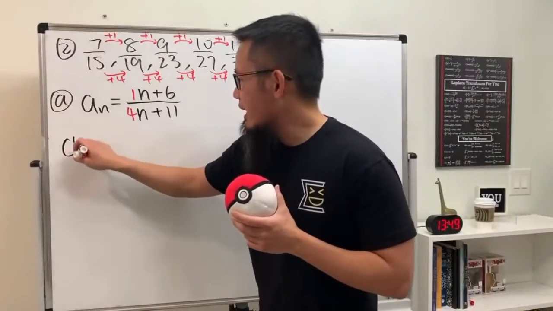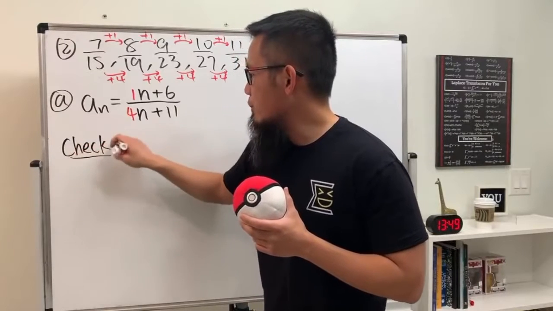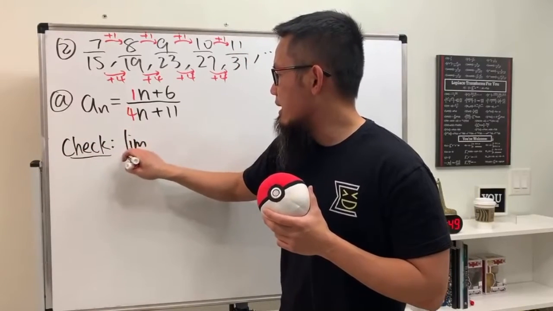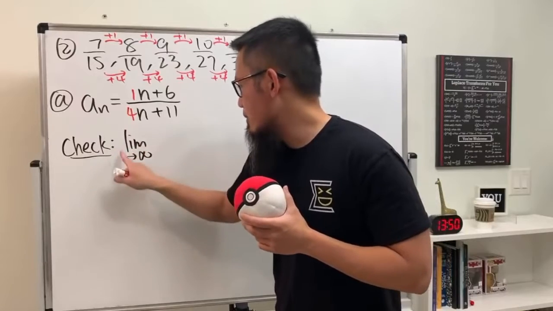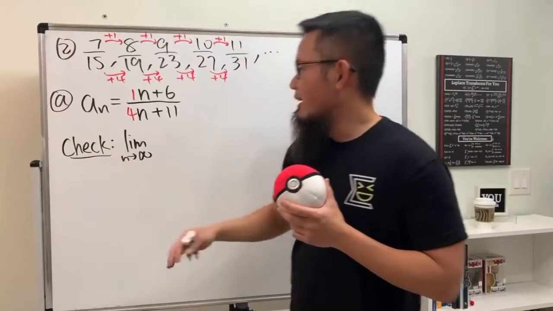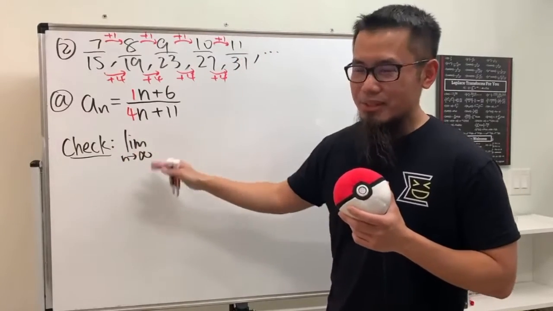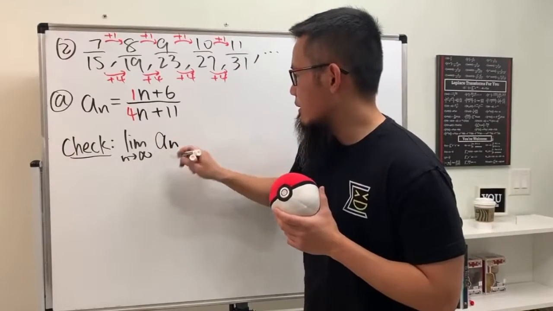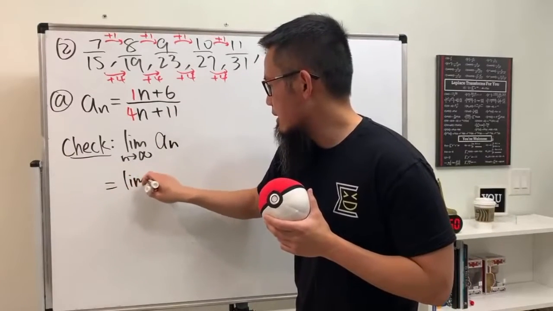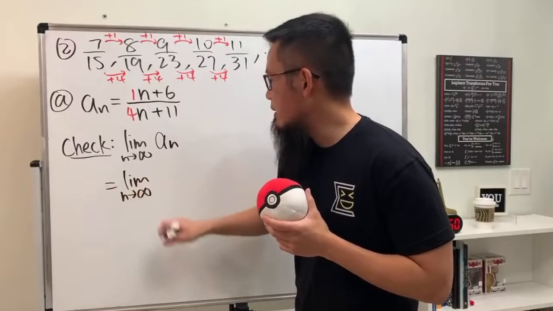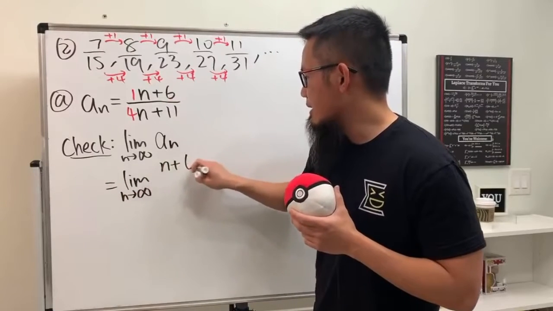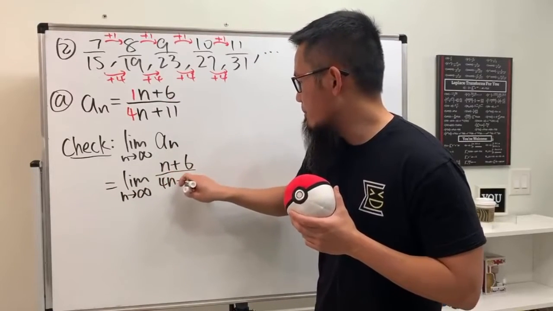And now, does an converge or not? Well, for this, we're just going to check the limit as n goes to infinity of an, right? And then let's see, this is the limit as n goes to infinity of n plus 6 over 4n plus 11.